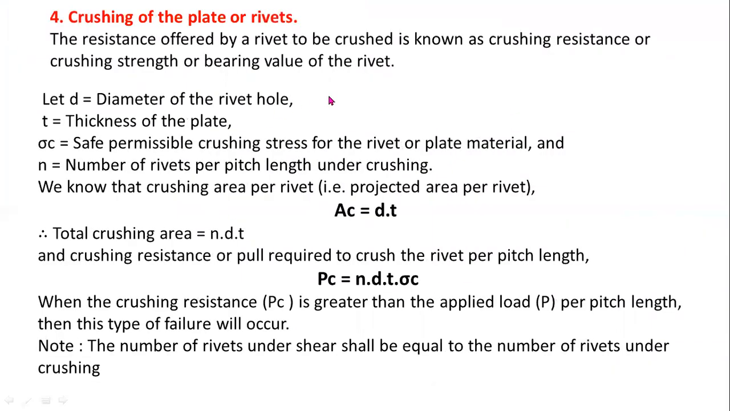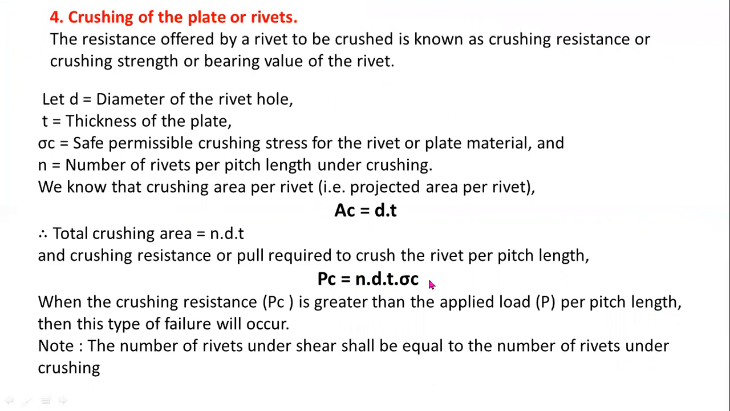The resistance offered by the rivet to be crushed is known as crushing resistance or crushing strength. For determining the crushing strength, PC is the crushing strength. This is the formula for crushing strength: PC equals crushing resisting area into crushing stress.